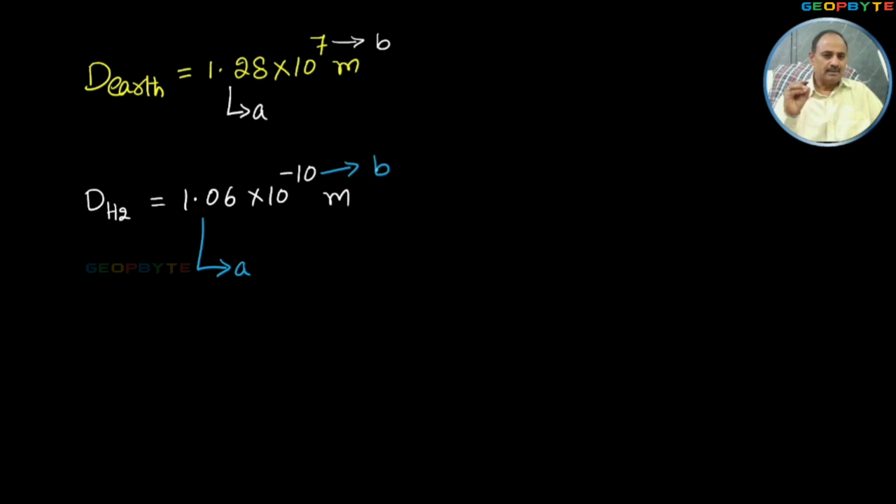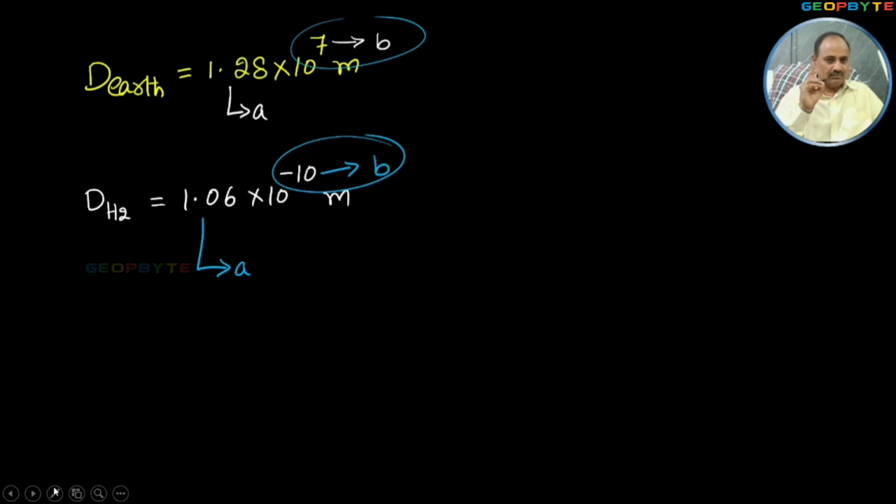Dear friends, remember B may be either positive or negative. In the first case, B is positive. In the second case, B is negative. So B may be either positive or negative, but it is always a power of 10. A is always in between 1 and 10. Let me write that point. Once again, A is always in between 1 and 10, but B may be negative or positive, and it is the exponent or power of 10.